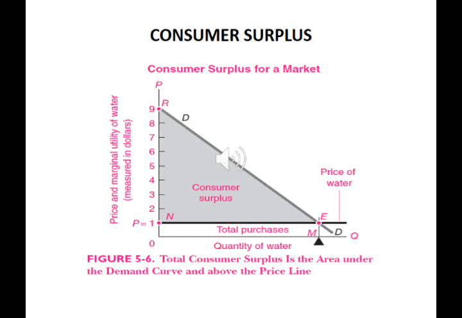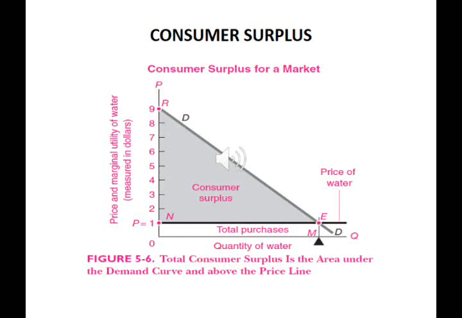So let's look at the graph in front of us. This is a graph where we have the price of water on the y-axis. So we'll have the price, and at the same time the y-axis will measure the marginal utility that the consumer will be getting from each quantity he consumes from water. On the x-axis we are going to have the quantity of water bottles consumed.